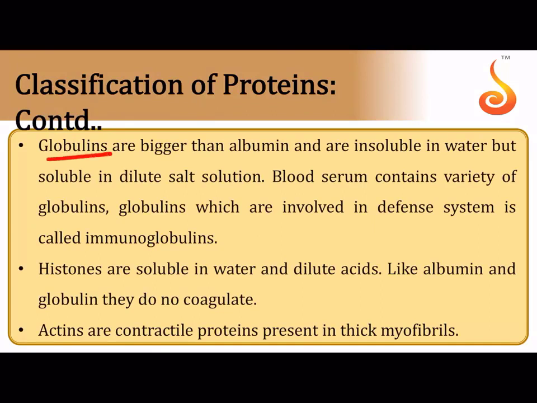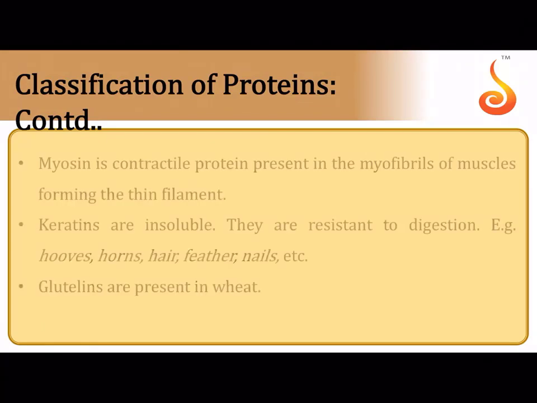Globulins are bigger than albumin, like I told you, and they are insoluble in water but soluble in salt solution. Whenever you think of globulin, you have to first remember the immunoglobulin that provides immunity to us. Histones, like I told you, are associated with our DNA, and actins help in muscle contraction.